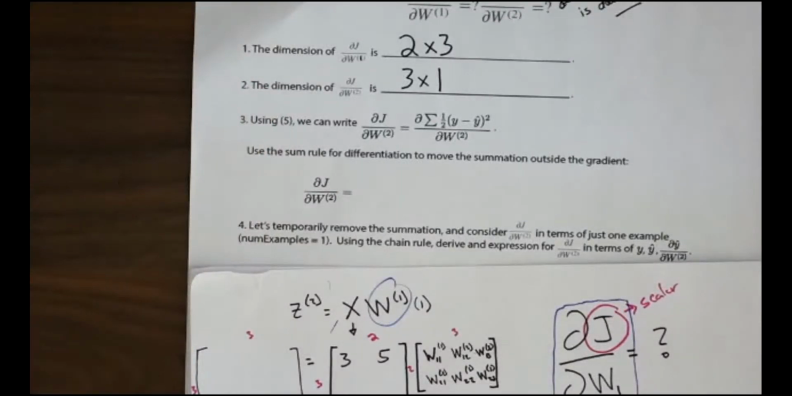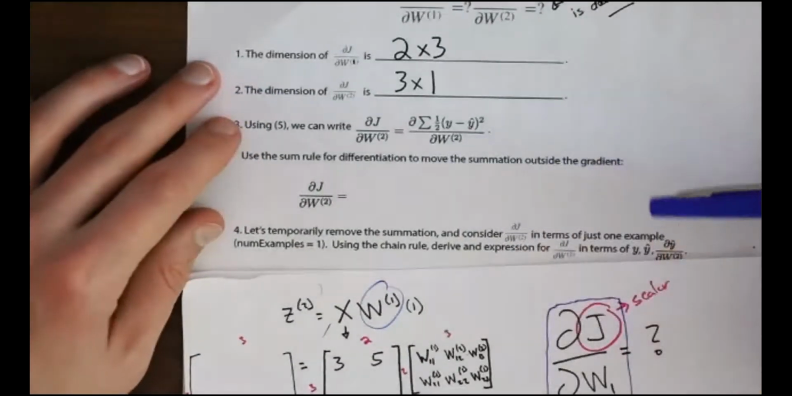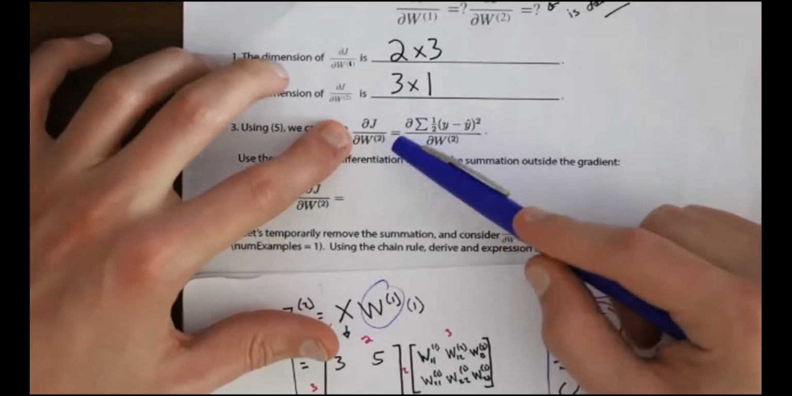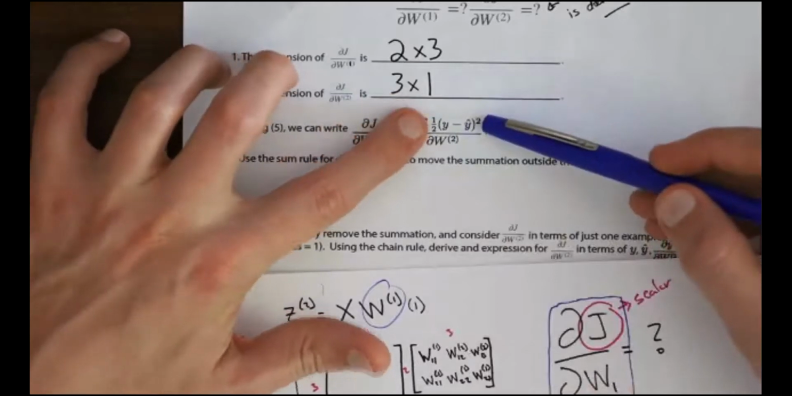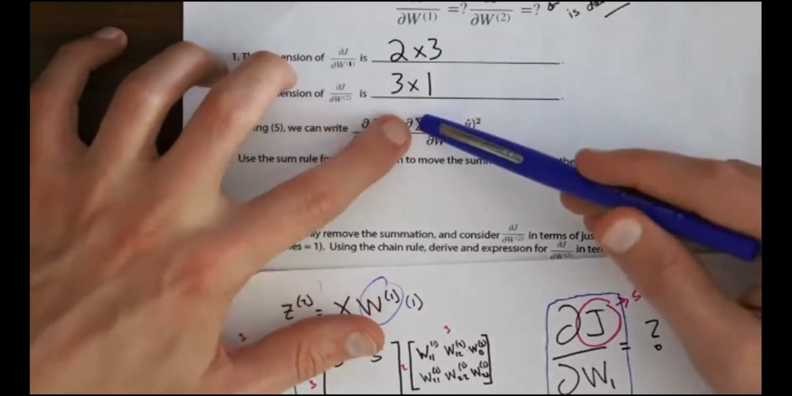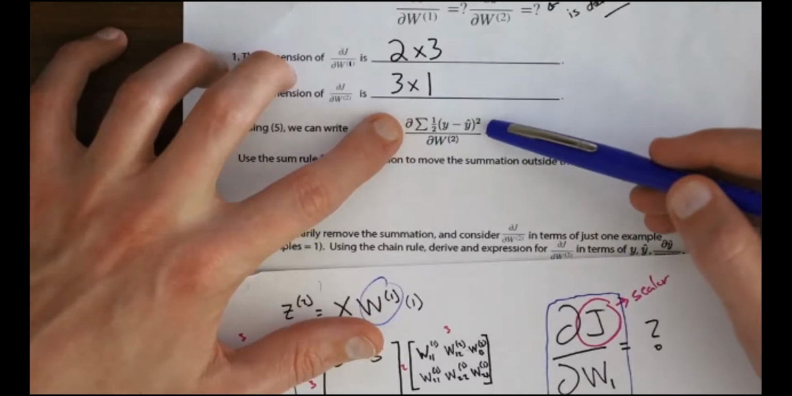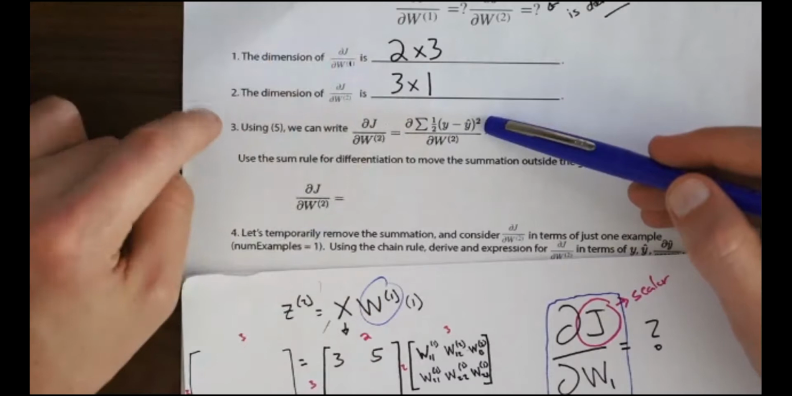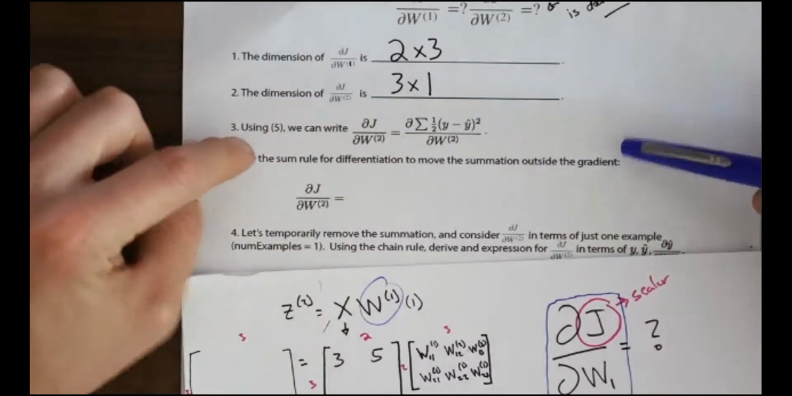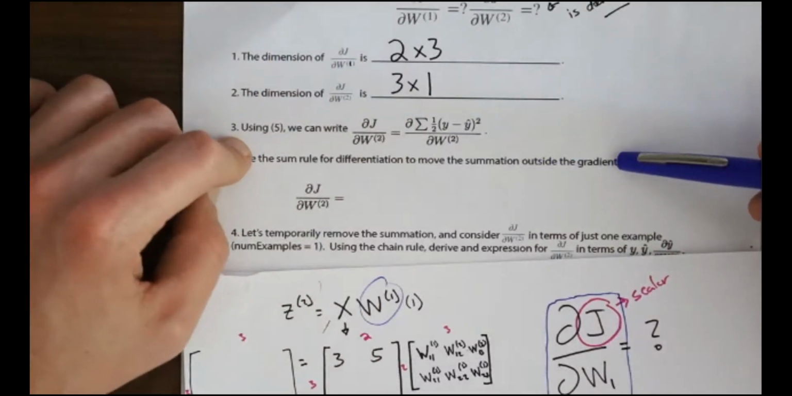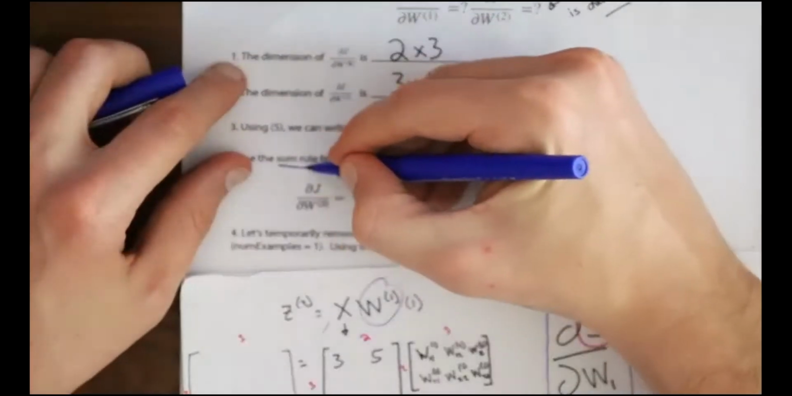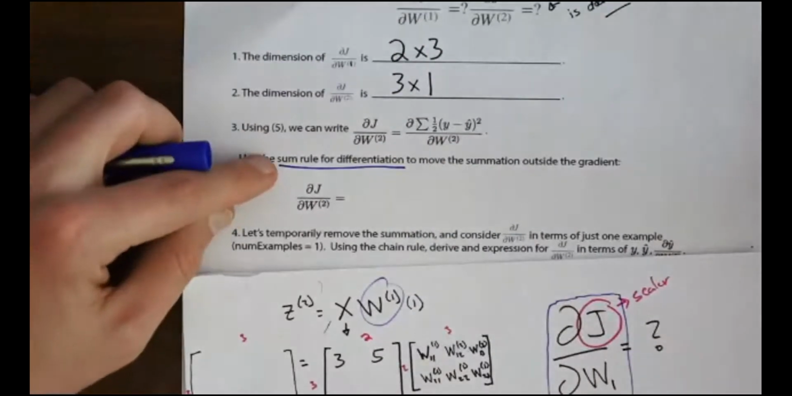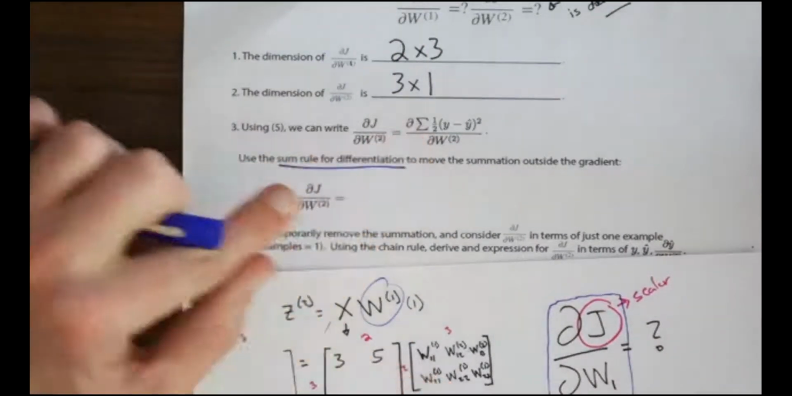So in number 3 here, all I'm going to do to get started, since I want to compute dJ/dW2, is substitute in what I know J is. If you look at your formula for J, you should have the sum of 1/2 times (y minus y hat) squared. I've just taken that formula and popped it in. Now if you remember from calculus, there's something called the sum rule. The sum rule says that the sum of the gradients is equal to the gradient of the sums, which means that I can take this sigma and move it outside.